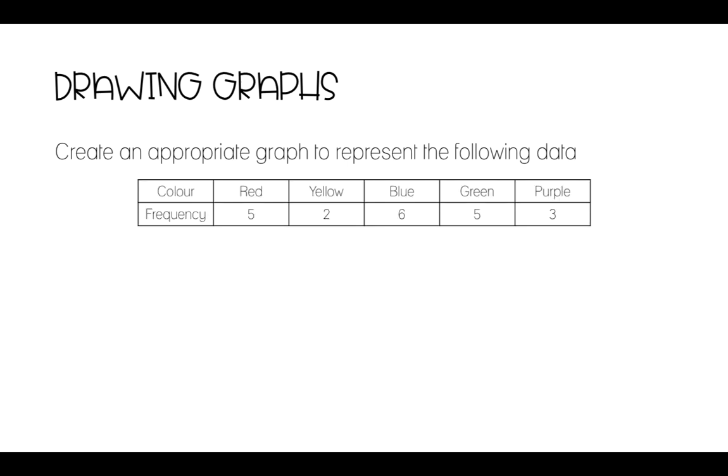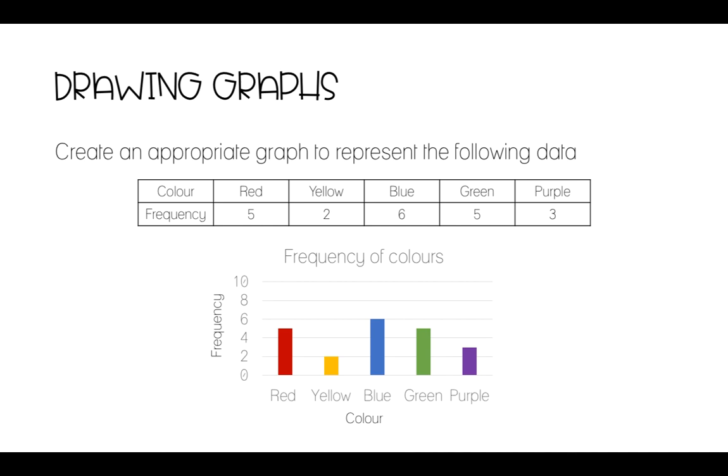Now, if I draw this graph, it's going to look like this. 5 for red, 2 for yellow, 6 for blue, 5 for green, and 3 for purple. And you can see that it's nice and neat. You must use a ruler. I said this before, but you must use a ruler when drawing graphs.